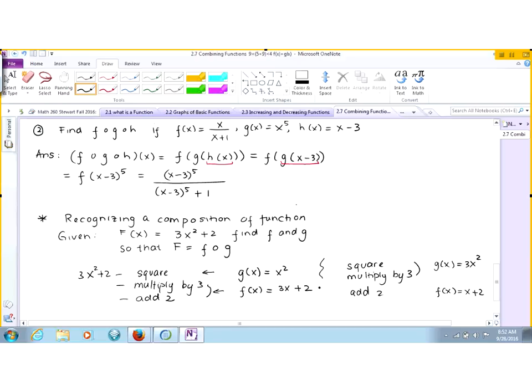So you have 2 options. You could check if this is my f and g. What is f circle g here? You should get 3x squared plus 2. And what is my f circle g here? Then you should get 3x squared plus 2 also.